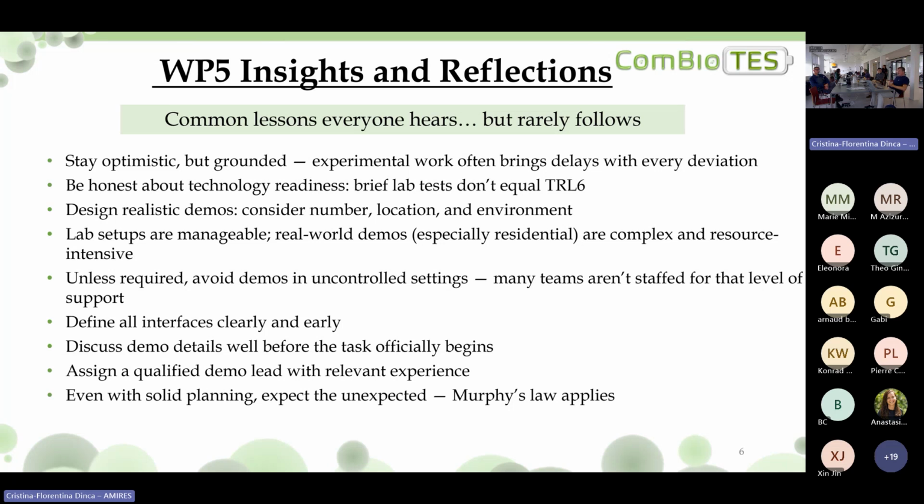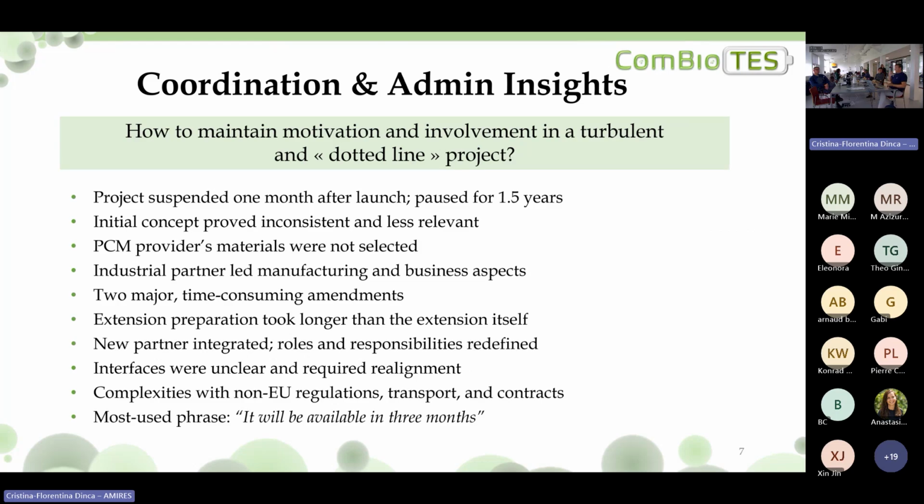And even with this kind of precaution, Murphy's law applies, and it may be complicated, but just remember, session 1 and session 2, at the end, it may work. This is important. Stay optimistic.